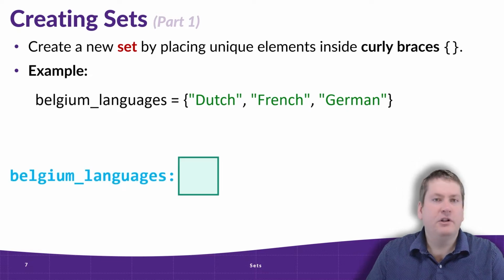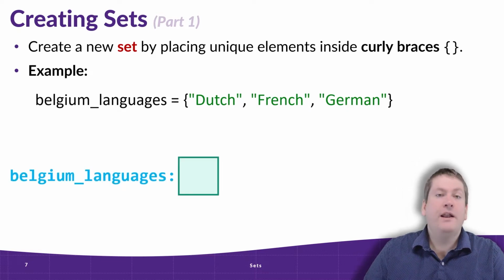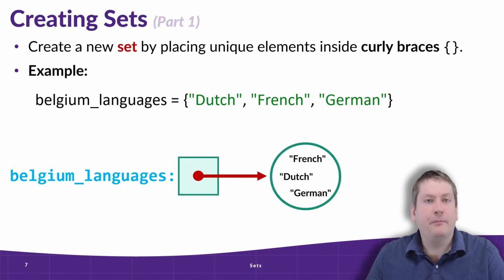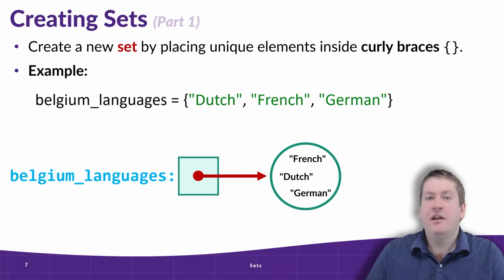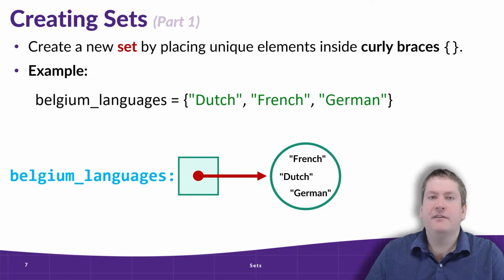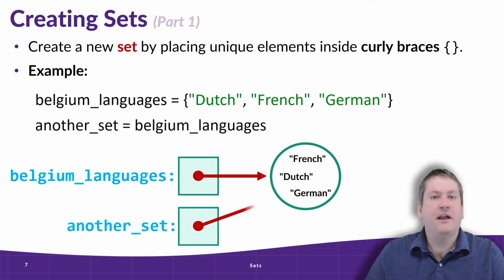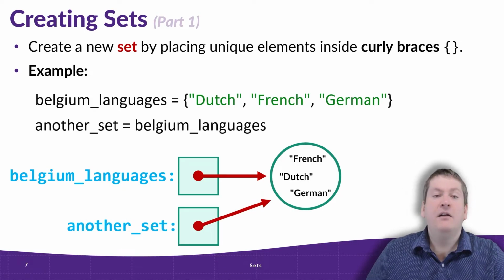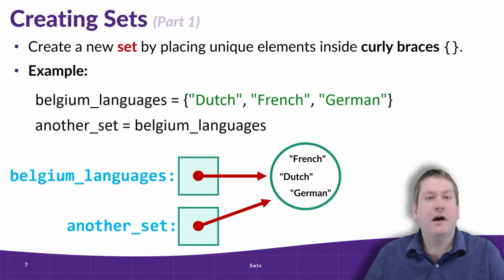Just like with other mutable collections we've seen in the past, creating a new set like this actually creates a reference to the object in the computer's memory. So in this case, Belgium languages is a reference that points to the set in the computer's memory, which contains French, Dutch, and German. This distinction is important because if we were to add a line like this, where we assign Belgium languages to another set, what we're actually copying here is the reference and not the set. So if we were to modify another set now, it would modify the original Belgium languages set as well.